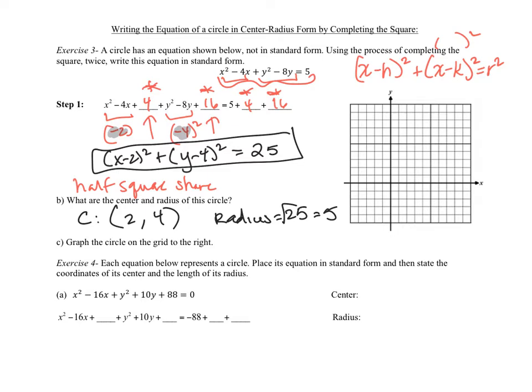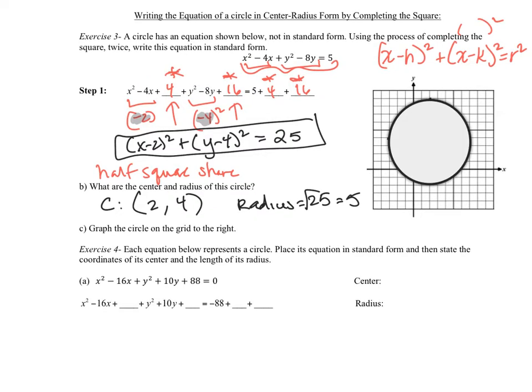Let's graph the circle on the grid. Starting with the center of my circle at (2, 4), and I have my radius of 5, so I'm going to put my little markings 5 units from the center in all directions. All right, so this is the graph of my circle.